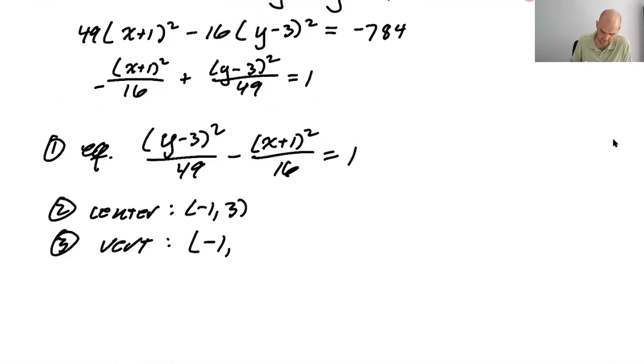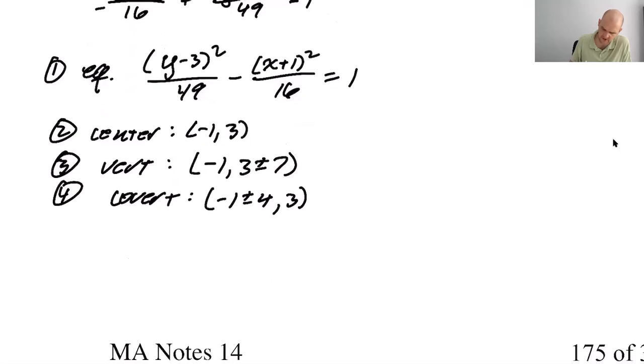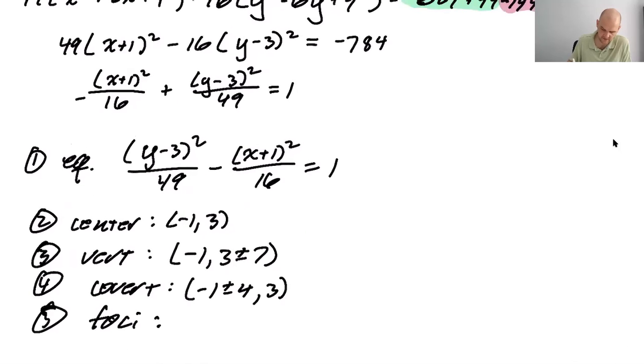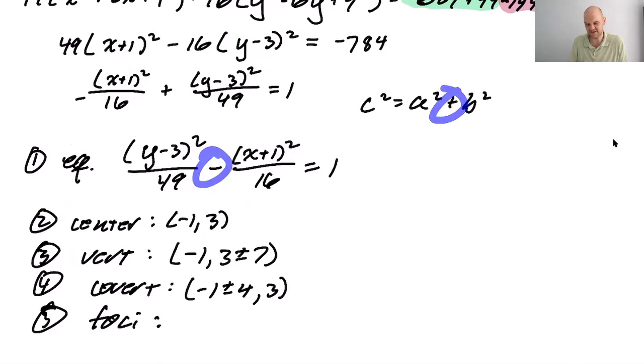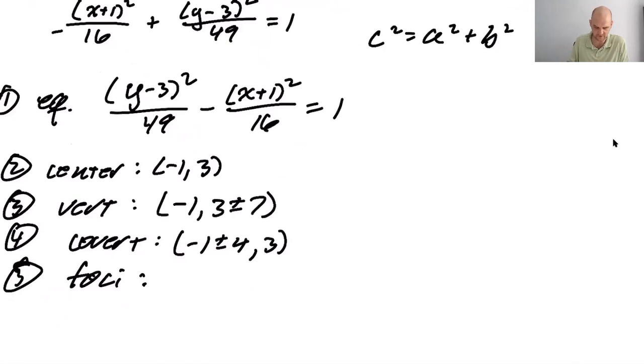Vertices, so negative 1 and then 3 plus or minus 7. Covertices. My covertices go second. Covertices are kind of like an afterthought for hyperbola. They shouldn't be. You know, they're just as valid as anything else. But foci, got to do some work because I don't know what c is. So c squared is a squared plus b squared because it's a hyperbola. If it was an ellipse, this would be a minus. And nope, no. If it's an ellipse, this would be a minus, this would be a plus. Sometimes it's hard to get your brain to say something different from what you're looking at.